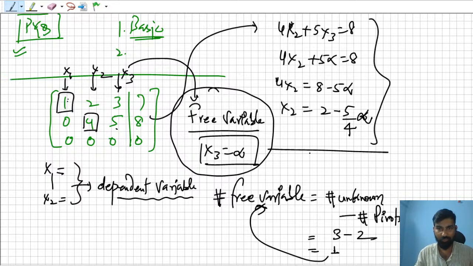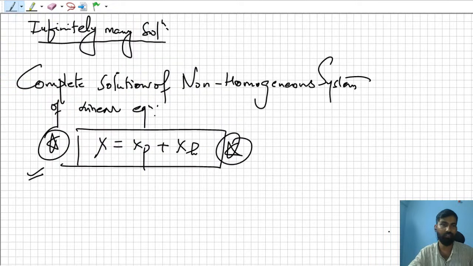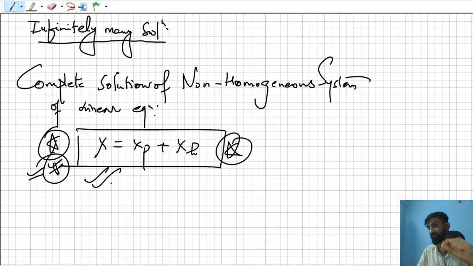We will discuss beyond this. This is not complete. We have x1, x2, x3, but further we have to write it in the proper format. That format is very important, because this year in 2023 questions were asked on it and many students got confused. In this format we will understand the meaning of xp and the meaning of xh.